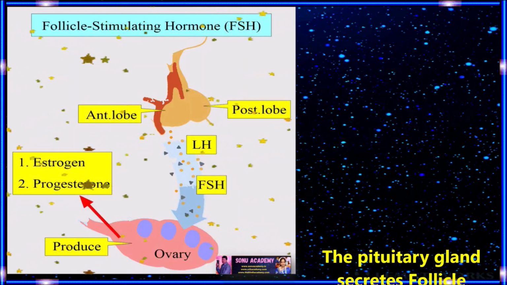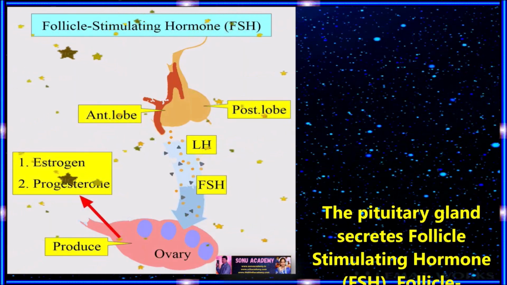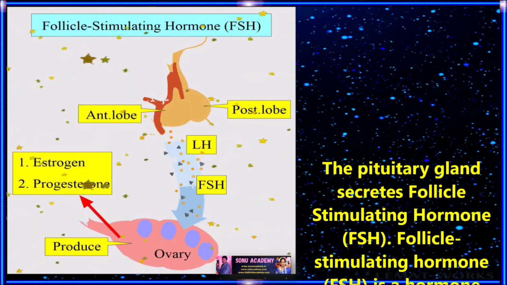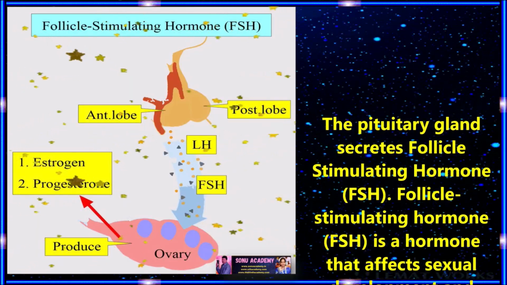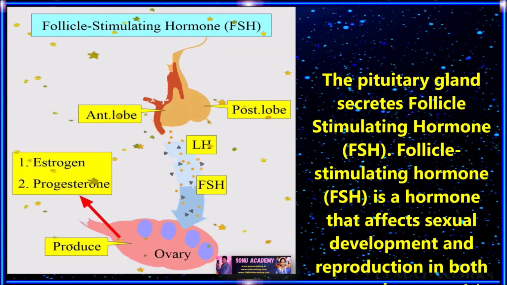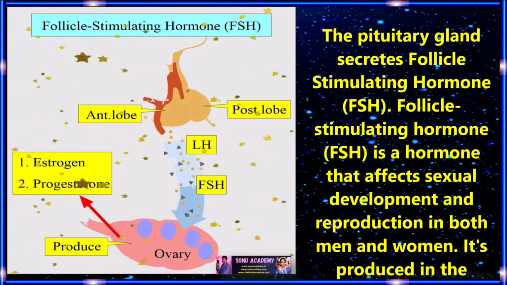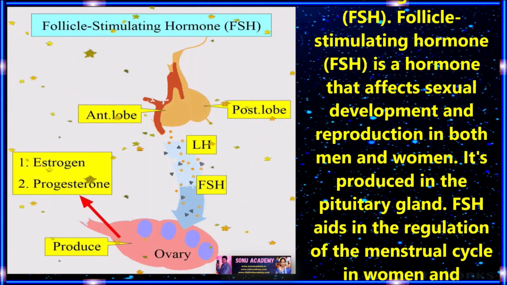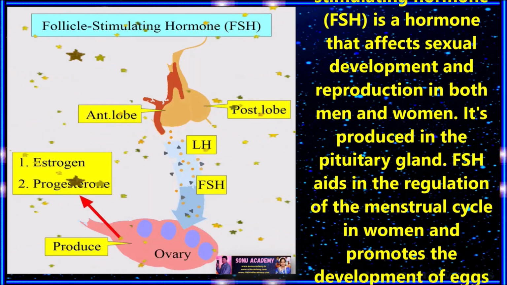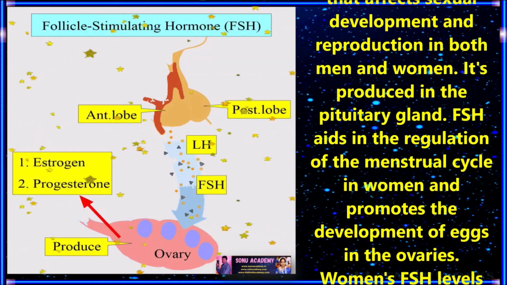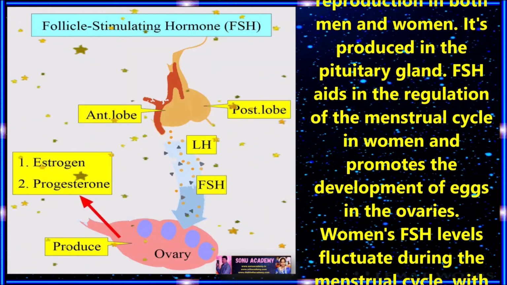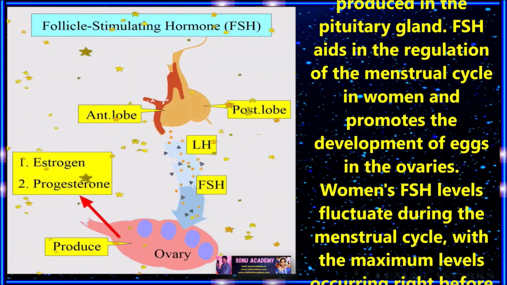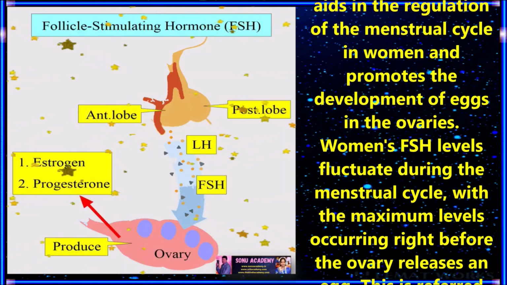Children, now let us discuss follicle stimulating hormone, FSH. The pituitary gland secretes follicle stimulating hormone, FSH. FSH is a hormone that affects sexual development and reproduction in both men and women. It is produced in the pituitary gland. FSH aids in the regulation of the menstruation cycle in women and promotes the development of eggs in the ovaries.